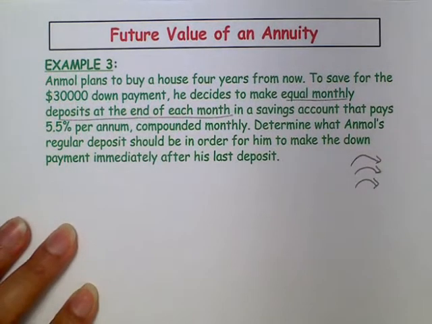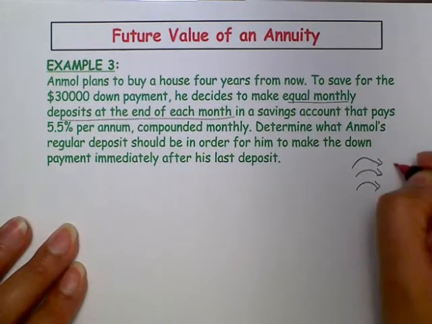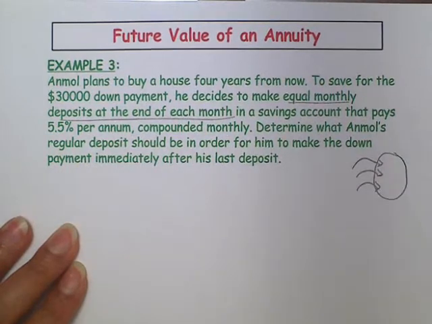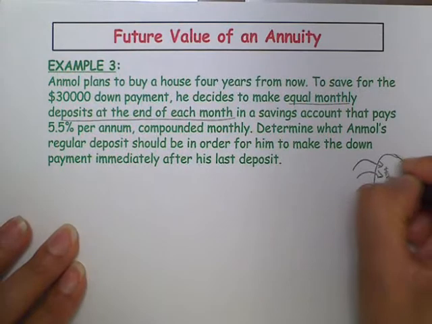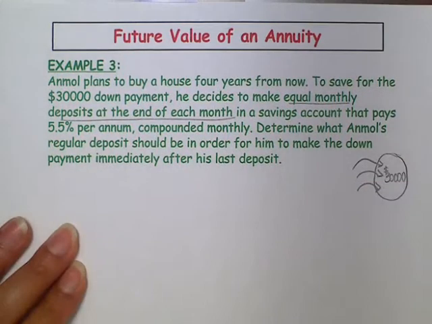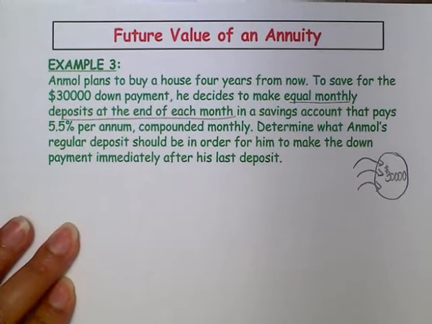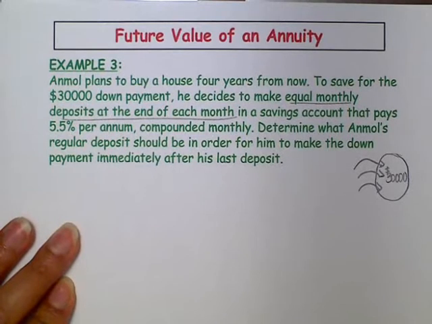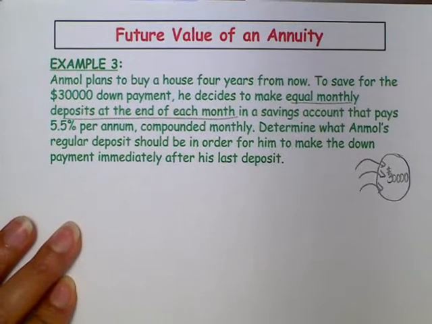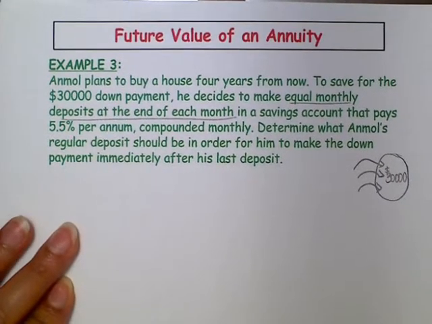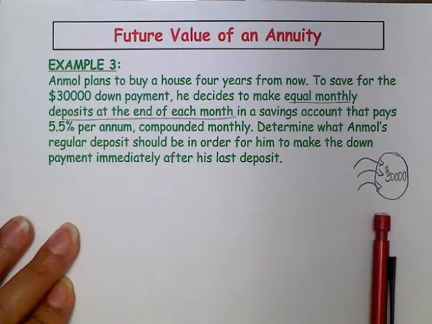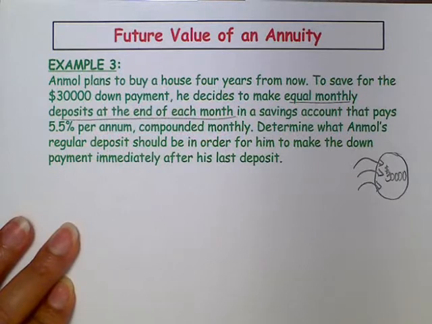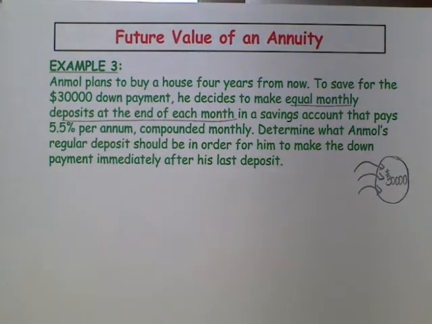At the end of each month, he's putting in the same amount of money so that by the end of the 4 years that he invests, he has $30,000. So his goal is to have $30,000 saved up in an account 4 years from now so that he can pay for his down payment of the house. Because he's making equal monthly deposits, this is definitely an annuity problem. So let's start by writing the future value of an annuity formula.